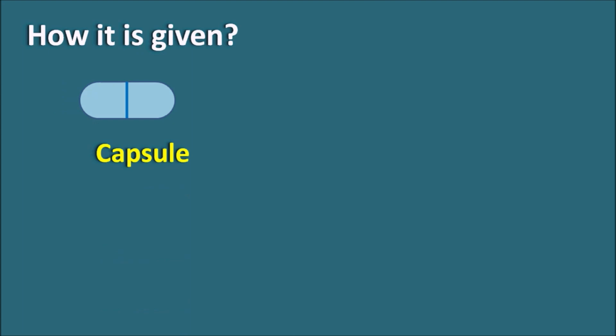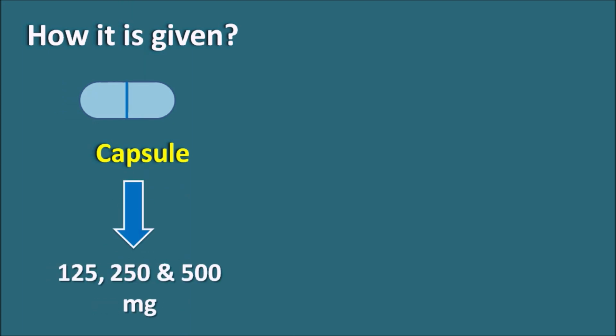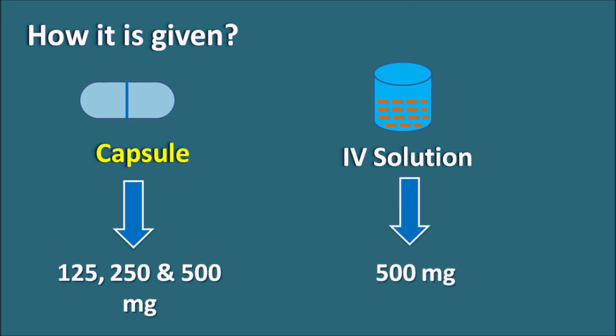How is it given? Acetazolamide is available as a capsule at different doses of around 125, 250 and 500 mg. But 500 mg capsules are mainly used for the treatment of glaucoma. They are given twice daily. And it is also available as an IV solution, which is available as a dry powder for reconstitution, again at a dose of 500 mg.